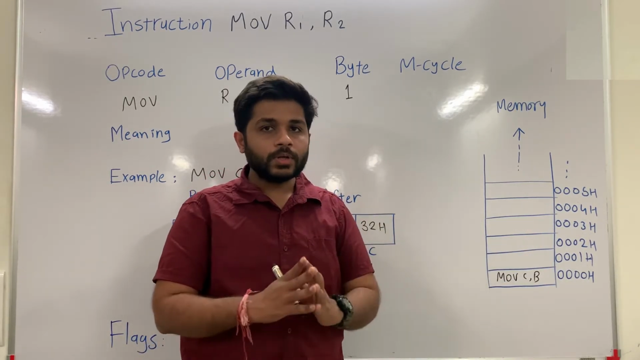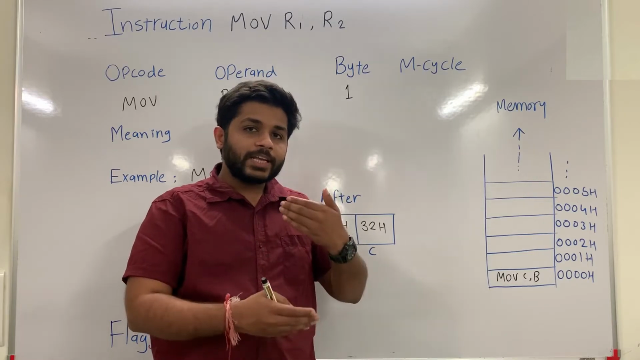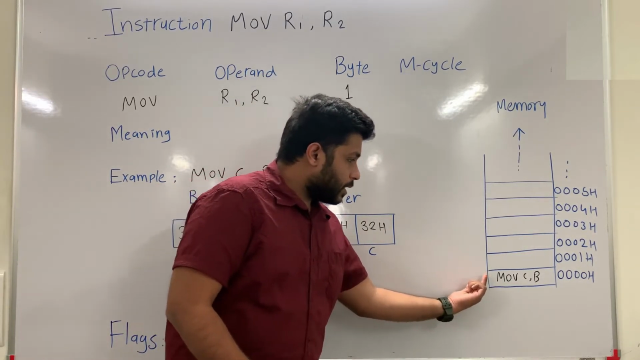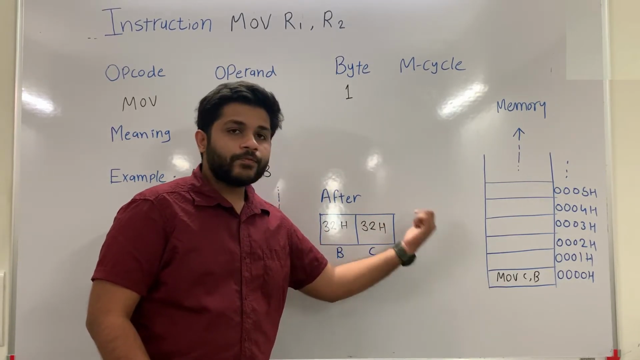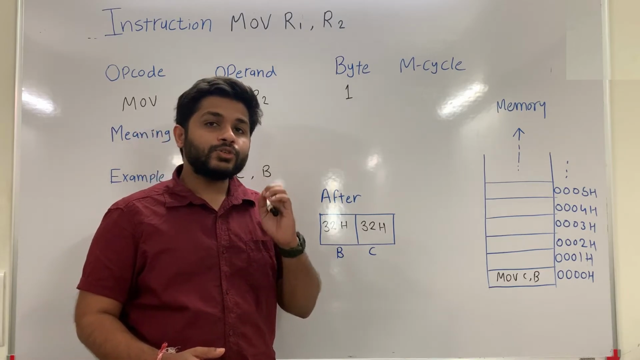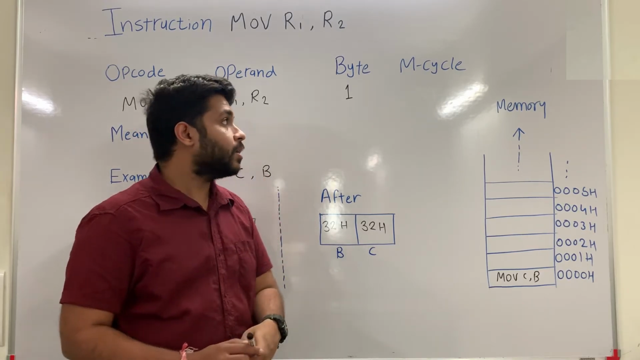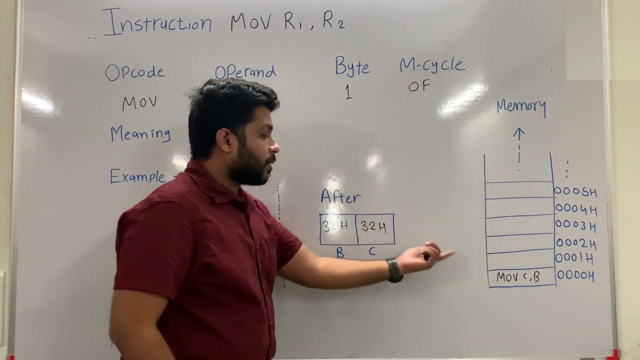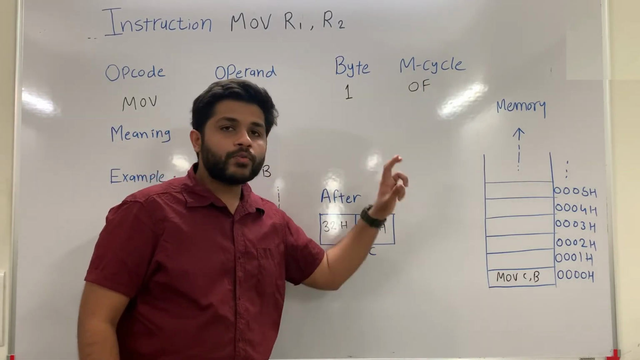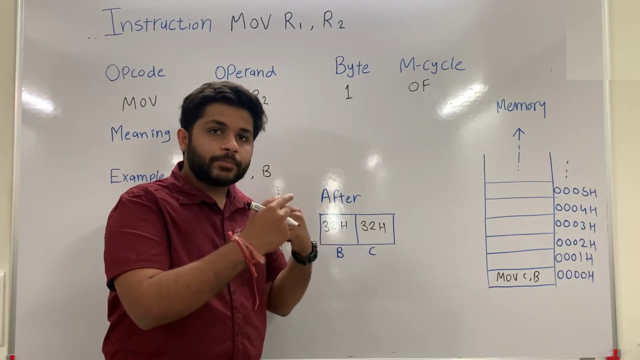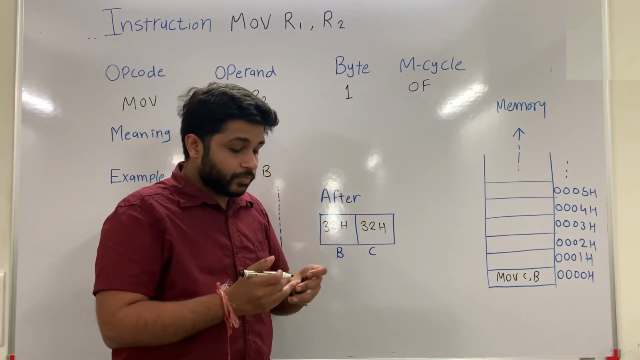After the instruction is stored, the processor will start fetch, decode and execute. So in the first step, the processor has to fetch the instruction, and to fetch the instruction it has to use the machine cycle, which is known as opcode fetch. When opcode fetch is done, the instruction will be moved from the memory to the microprocessor, thereafter the processor will decode and the processor will execute.